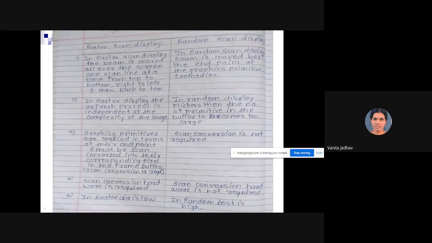Yes, are you listening? Yes, ma'am. Last point. Yes, ma'am. Anybody having any doubt about these five? Ma'am, in the last point, why is cost low? Cost is low, I'm talking with respect to implementation.